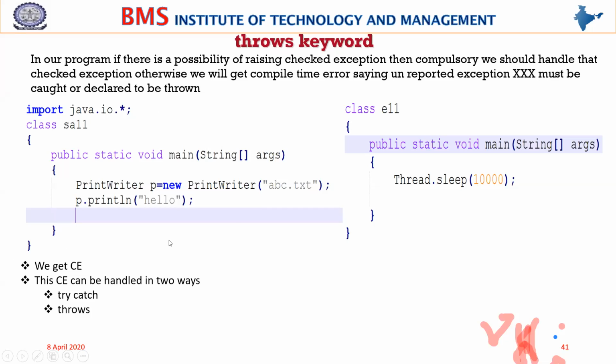For example, suppose this is the program I have. If I run this program, this particular statement, abc.txt, will raise an exception. If I know that this will raise an exception, what should I do as a programmer? I should handle this exception. Either you handle it using a try catch block, or using a throws keyword. We have already seen how to handle it using a try catch block. Now in this concept, we need to discuss how to handle this exception using a throws keyword.